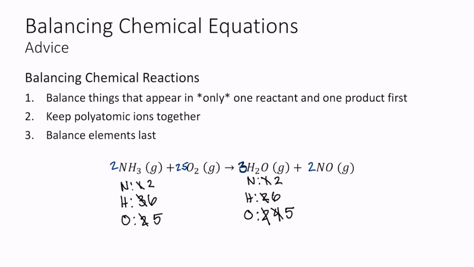Now, if your reaction requires only whole numbers, then in this case, you can double all of your coefficients. So this would be 4, 5, 6, 4. So if you ever get to the case where you have a half of a mole or a half of a coefficient, then you can just double your entire reaction to get the whole numbers.